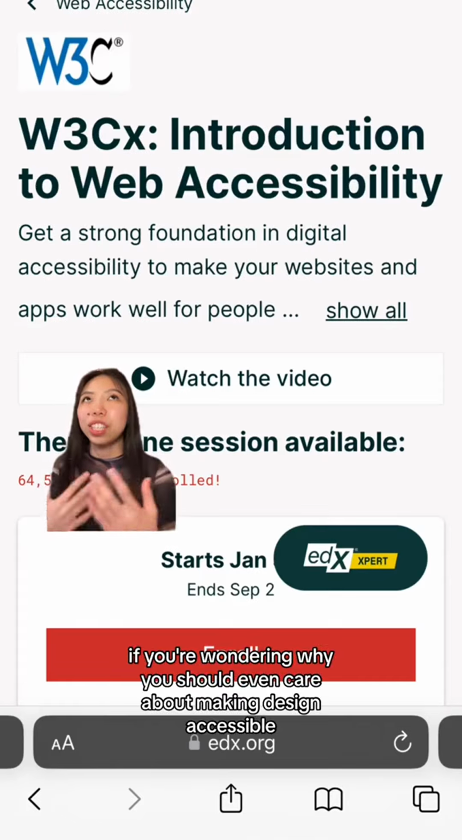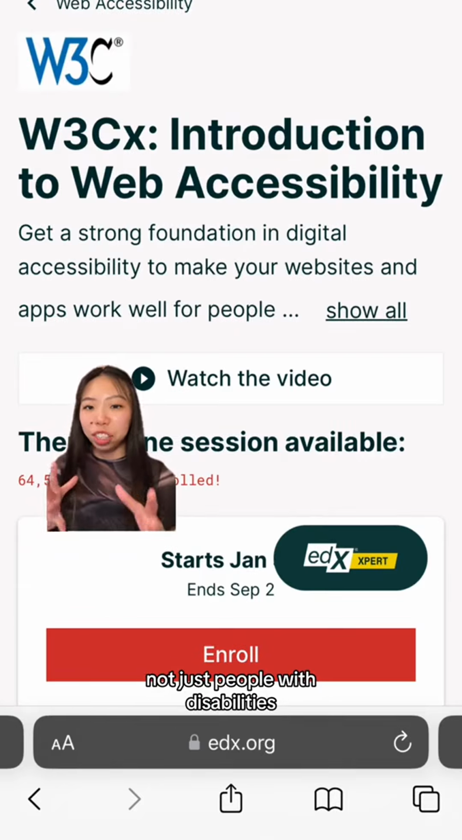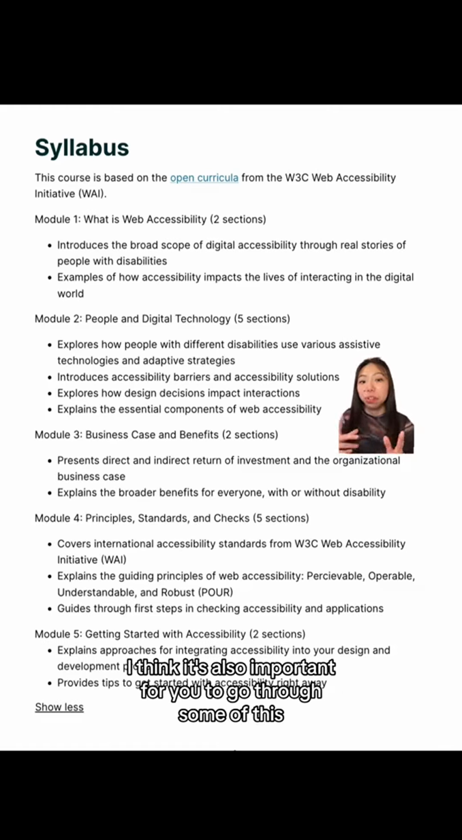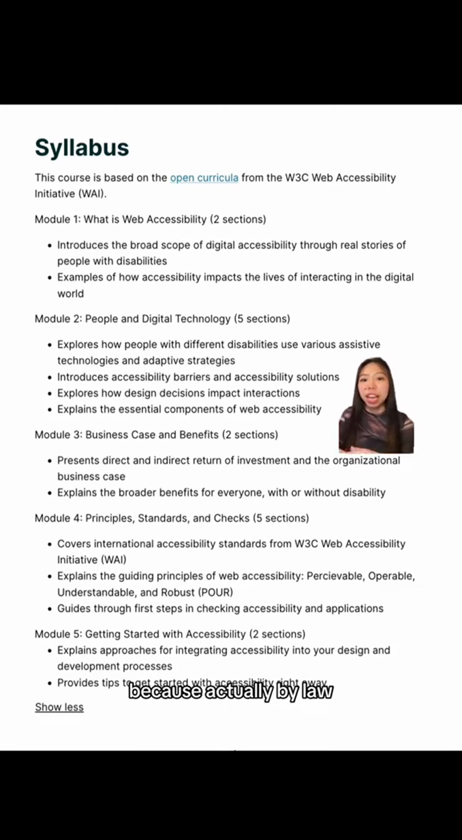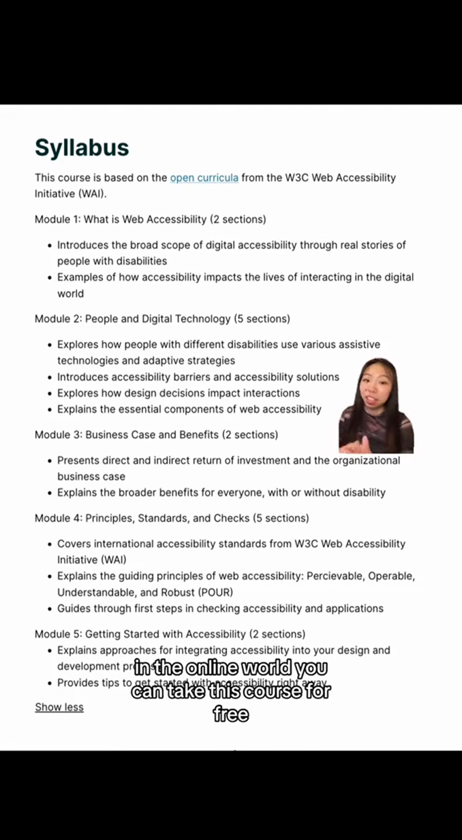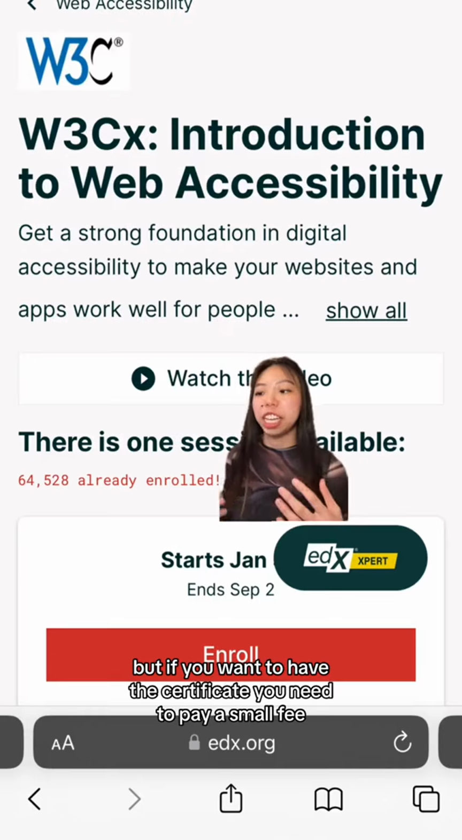If you're wondering why you should even care about making design accessible, well, the short answer is that accessible design helps everyone, not just people with disabilities. If you're a product manager, if you're a business owner, I think it's also important for you to go through some of this because actually by law, it is illegal in some countries to discriminate against disabled people in the online world.